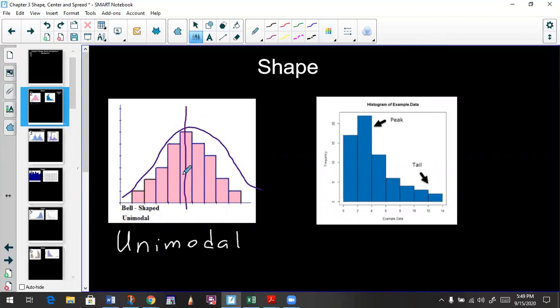And because when I draw the line, both halves are basically the same. They're mirror images of each other. We would call it symmetric.